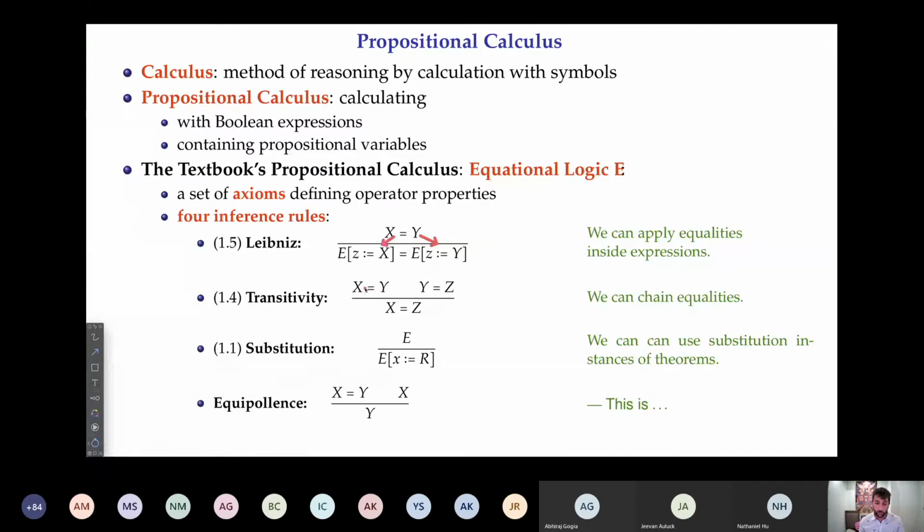Transitivity is what lets us go from the beginning of a calculation to the end of a calculation, okay? Substitution is like instantiation. If E is true for all variables, for all expressions X, then I can select some of them and it will continue to be true, okay?